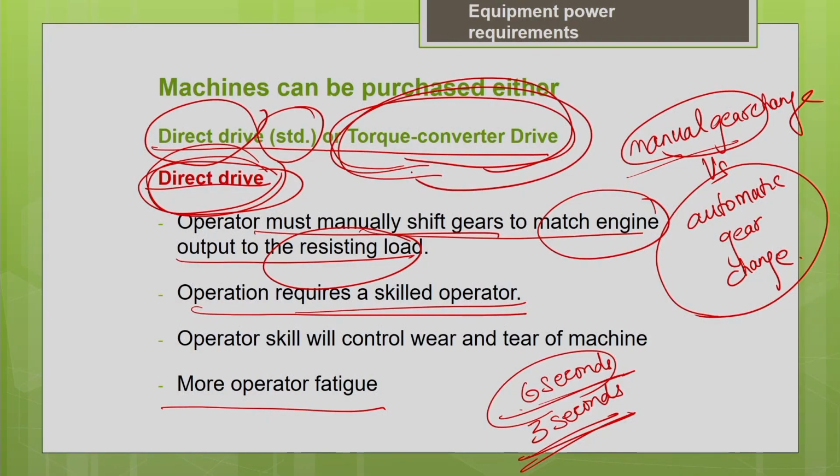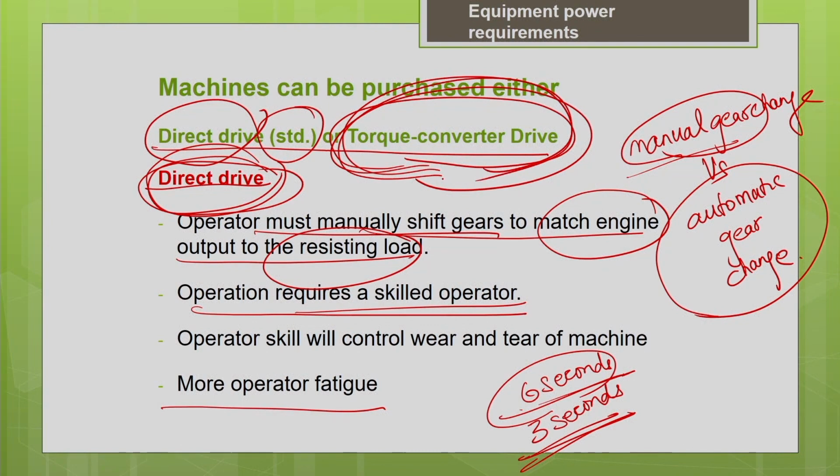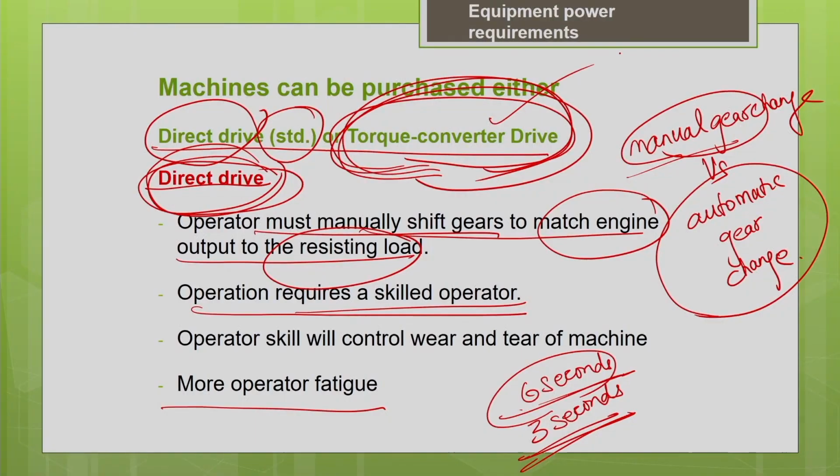Okay, but with your automatic gear change, your torque converter drive, the initial cost will be more, that you should note. When compared to direct drive transmission, the initial cost of torque converter drive will be more, but you can get the benefits of increase in productivity when you go for this machine.